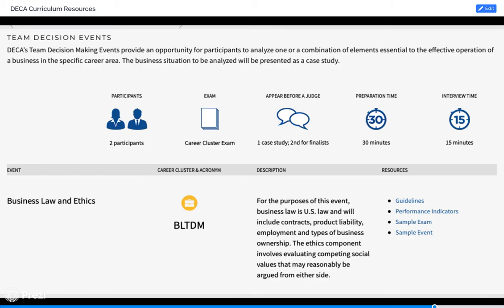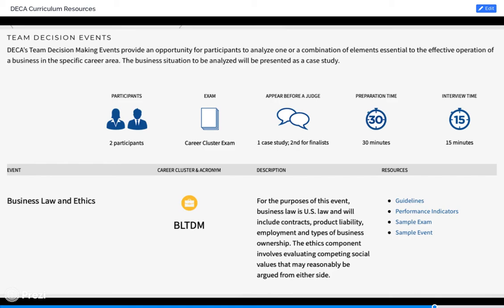team decision-making events. There's one of these for exams and for all kinds of different competitions. But if this were a team decision-making event and they were competing in business, law, and ethics, then this gives them a quick, easy to look at, same as the DECA guide, just an online version of it, what to expect with the description. Obviously, it's 2 participants. There is an exam, 1 case study, and a second for finalists. They have 30 minutes prep time, 15 minutes interview time.